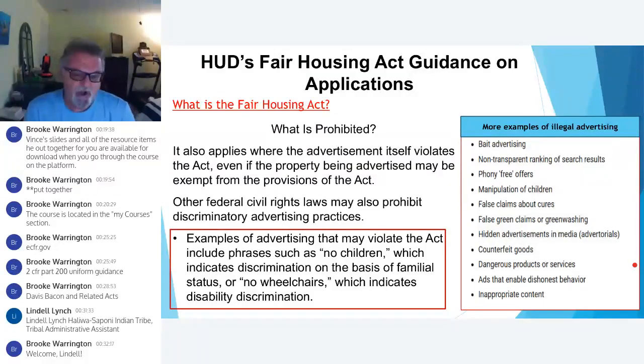Bait advertising, known as bait and switch. That's what they used to call it. You advertise one thing, and then it turns out they're really trying to promote something else that costs more, but they got you online, or they got you in the store in the old school version. The second one, non-transparent ranking of search results. Bingo, circle that one. That's where AI comes in.